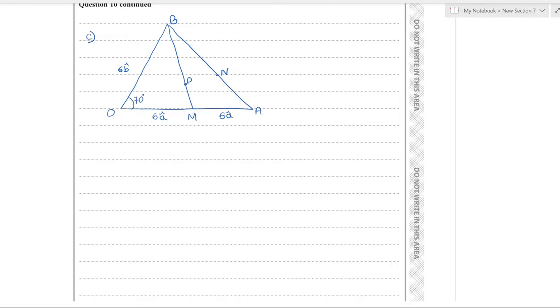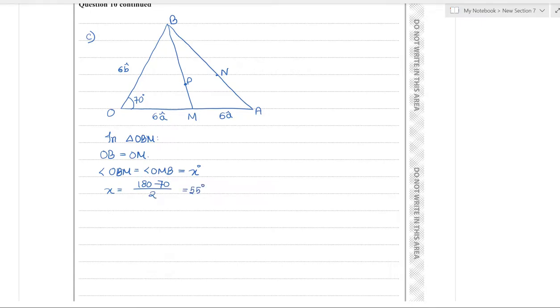AOB is 70 degrees, and we have now focused on triangle OBM. As we can see that OB equals OM, it basically means angle OBM equals angle OMB, which is X degrees, as it is an isosceles triangle. So the value for X would be 180 minus 70 degrees over 2. So the value for X is 55 degrees.